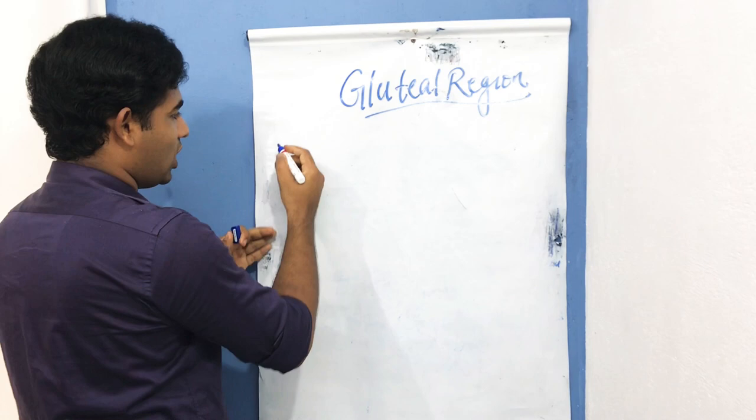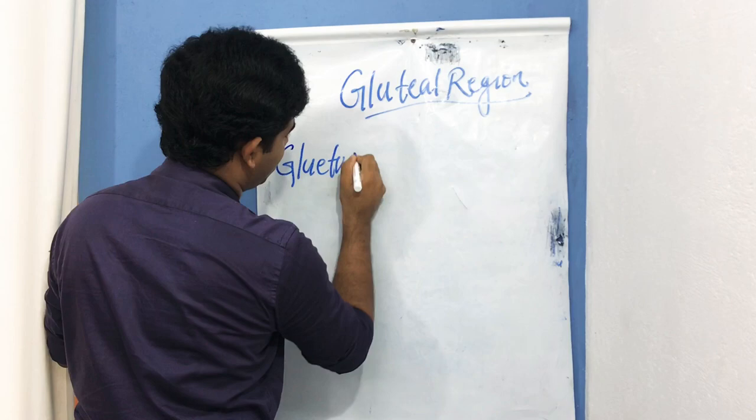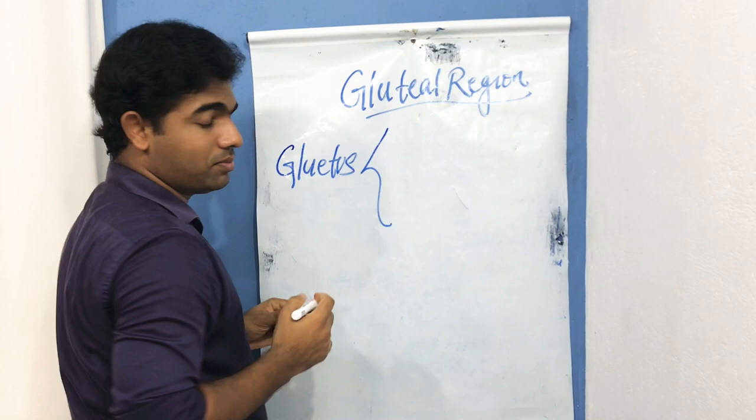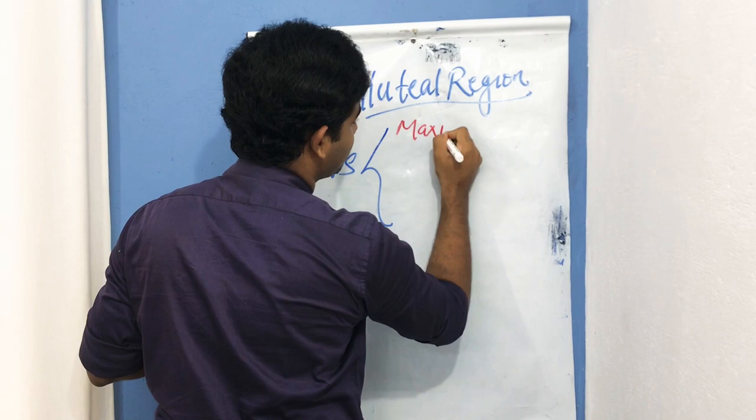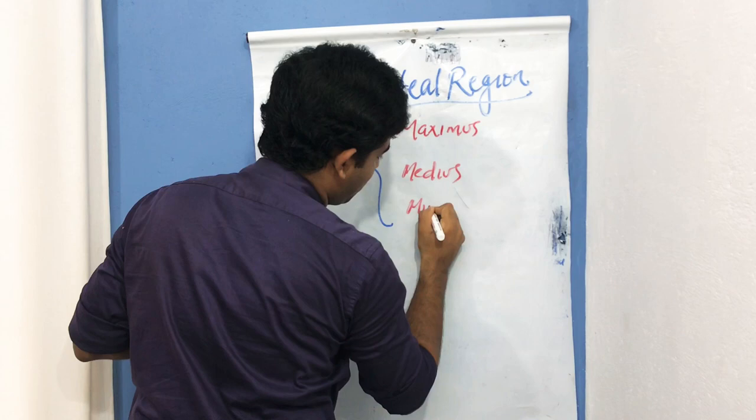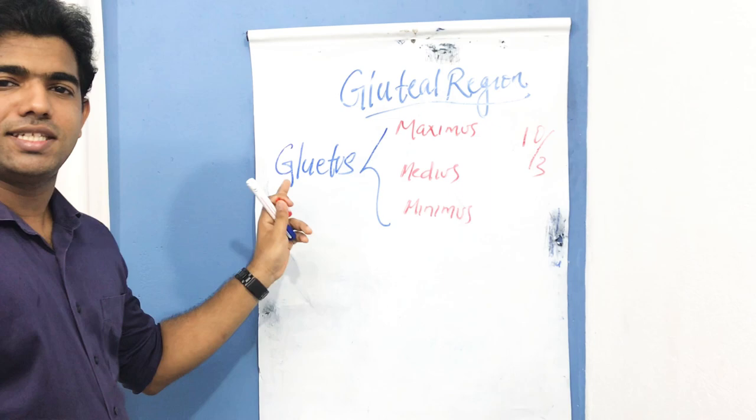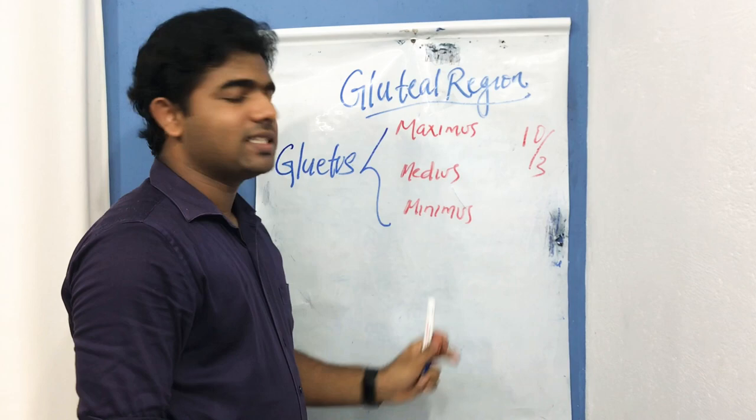Why? Because just look at this. The first muscle is gluteus. You have to remember the term gluteus. Once you remember the term gluteus, you have three muscles with this same name, that is the gluteus maximus, gluteus medius, and gluteus minimus. See, in this 10, we covered 3 muscles with one single name, that is the gluteus. Remember gluteus, you have gluteus maximus, medius, and minimus.